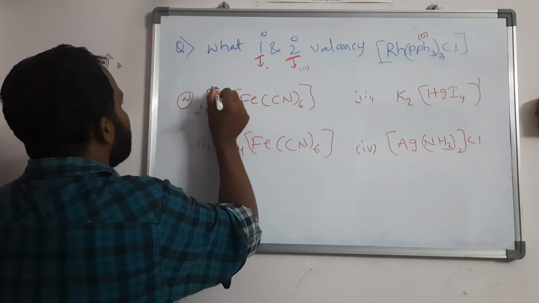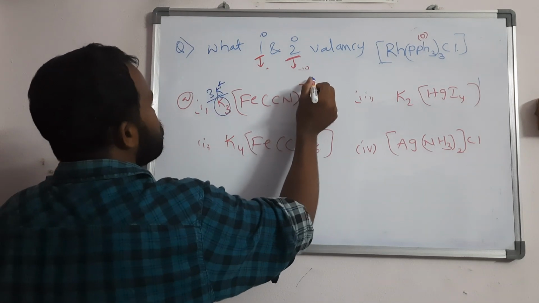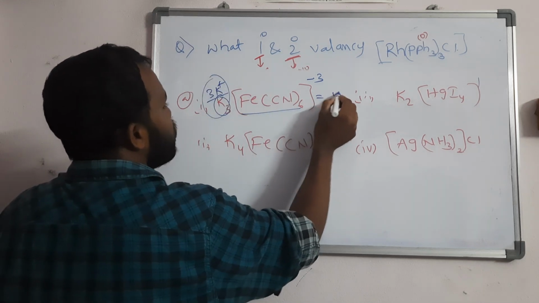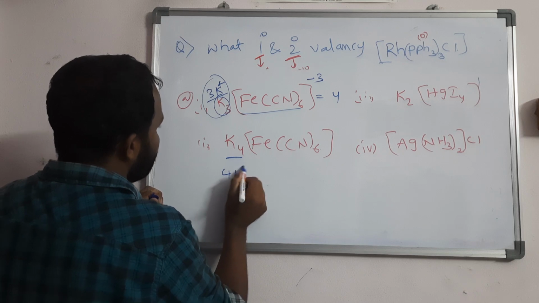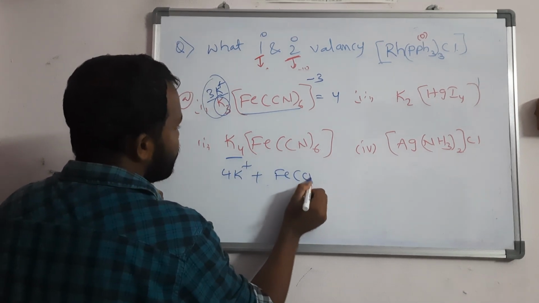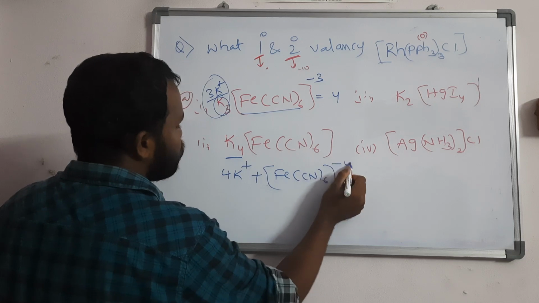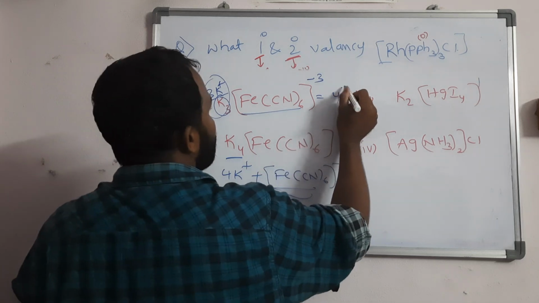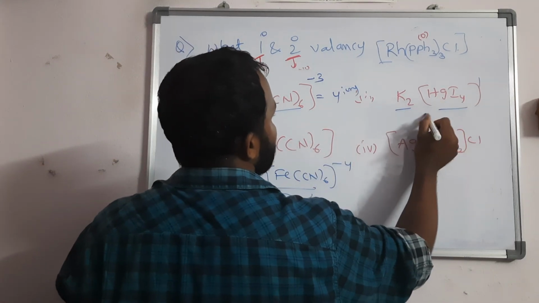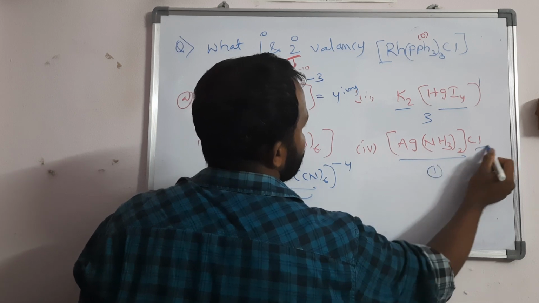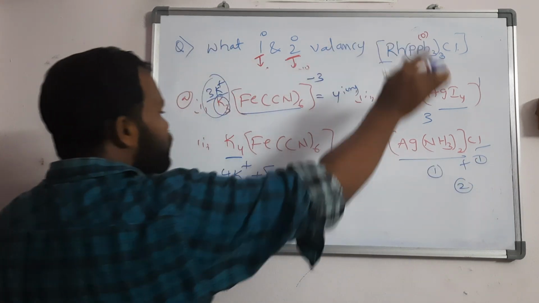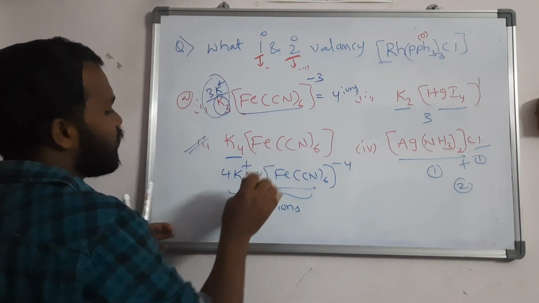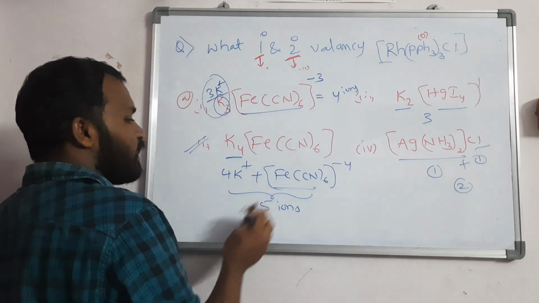This has 3 K plus ions outside the sphere, and automatically the complex is minus 3, so 1 ion. Total is 4 ions. Here, 4 K plus ions plus Fe(CN)6 with charge minus 4, so 5 ions. Next, 2 plus 1 gives 3 ions. The last is 1 plus 1, 2 ions. Compared to all, only K4Fe(CN)6 possesses the highest conductivity.